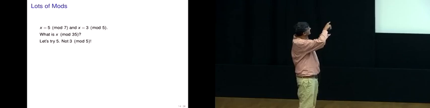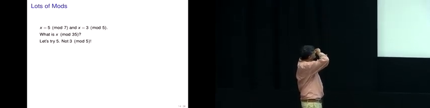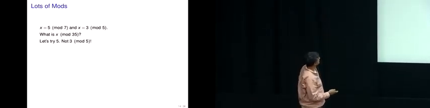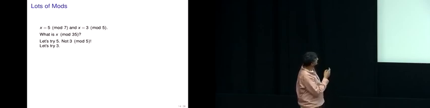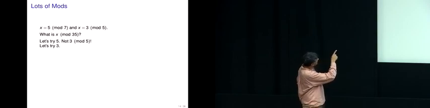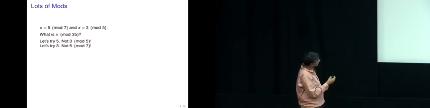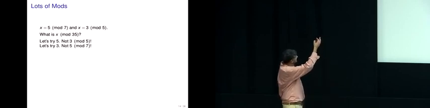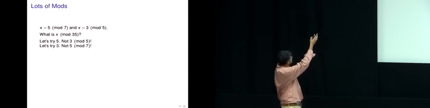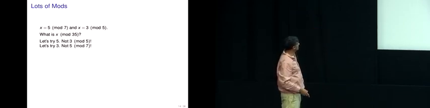Let's try 3. Let's just do our stupid algorithm. So 3 doesn't work. Okay, 3 mod 5 is not 7 mod 5. Right? Let's try 5. 5 is not 3 mod 5. Let's try 3. 3 is not 5 mod 7, right? So we're just trying the numbers that we see. It's sort of a dumb algorithm. Oh, there's a 5 there, there's a 3 there. Let's try them. Okay?